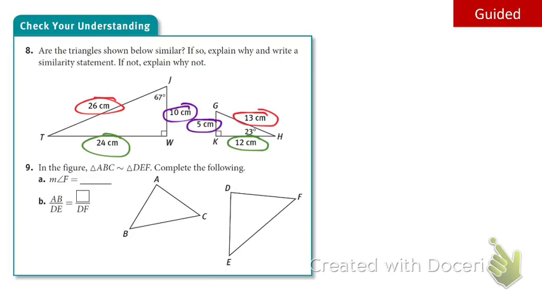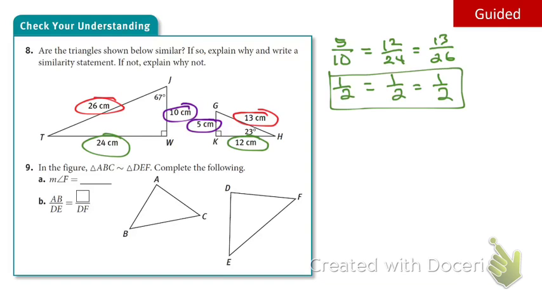Sides are equal. So if I take 5 out of 10 and set it equal to 12 over 24, and set that equal to 13 out of 26, because these sides correspond with each other, let's reduce. This is a half, this is a half, and this is a half. They are equal, therefore these triangles are similar.